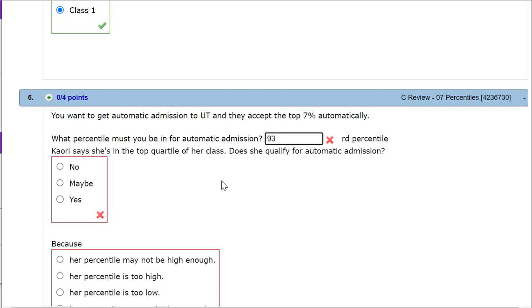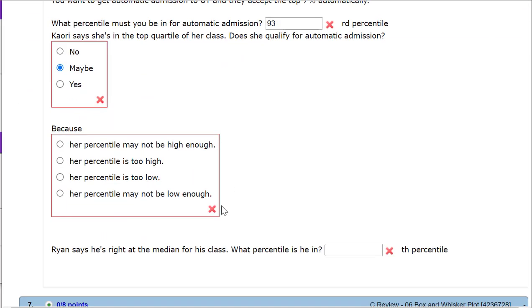Kaori says she's in the top quartile of her class. Does she qualify for automatic admission? So that means she's in the top 25%, but we don't know if she's in the top 7%. So I'm going to say maybe. Maybe she qualifies, because if she wasn't in the top quartile, I know she'd be below that, and she wouldn't qualify. Because her percentile may not be high enough, right? We definitely want a high percentile, but we're not sure.